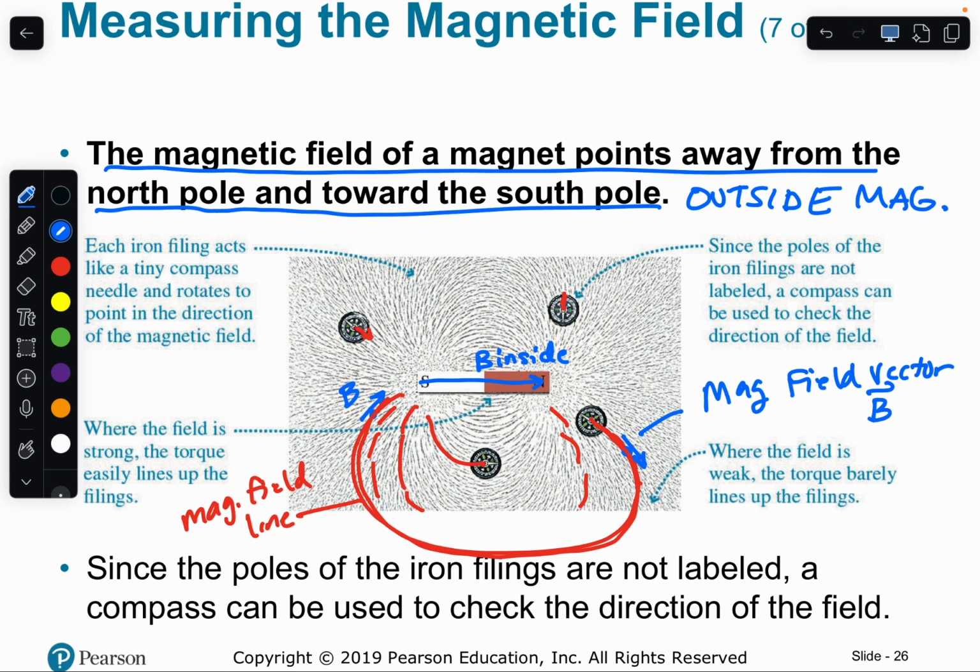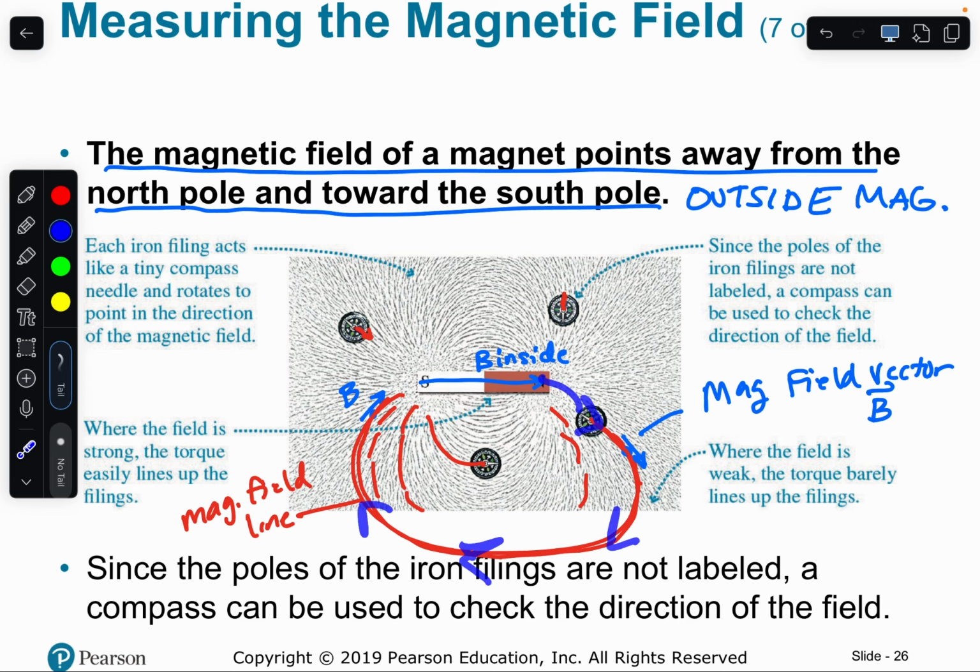Outside the magnet, they flow from north to south. But inside the magnet, in order to make a complete loop, well, that means inside the magnet, it must flow from south to north, the opposite. Right? And it only does that because this needs to be a complete circle, with everything pointing in the same way. Does that make sense?